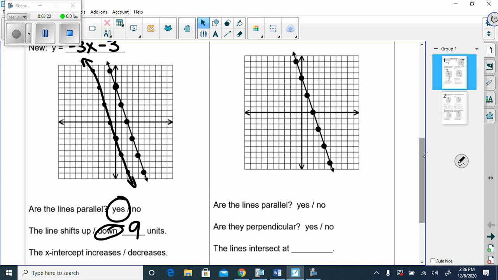Okay, then it asks about the x-intercept. So that is the line that runs horizontally this way. So the x-intercept was right here, and where is that point? +2. And now my x-intercept is right here, which is at -1, very good. So if I started at 2, and now I'm at -1, did I increase or decrease? Decrease. Good.